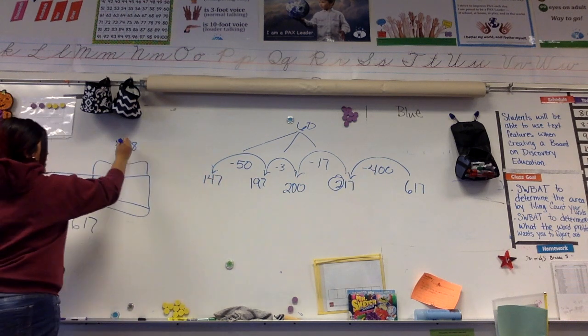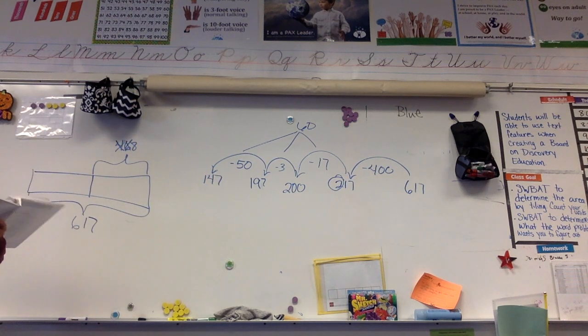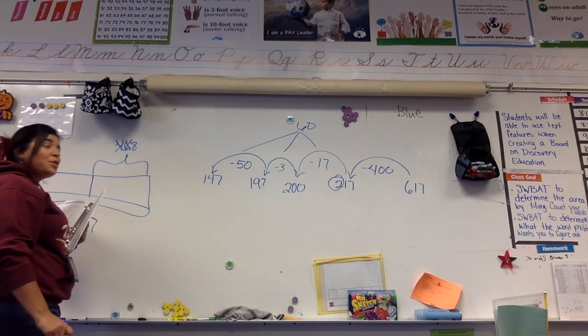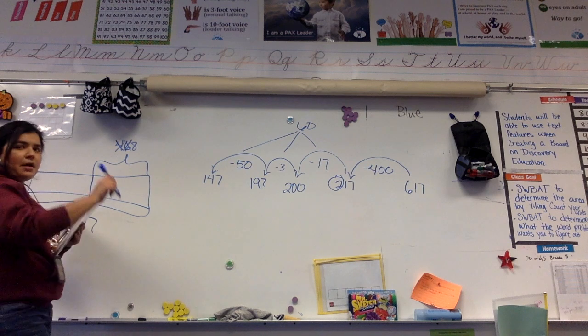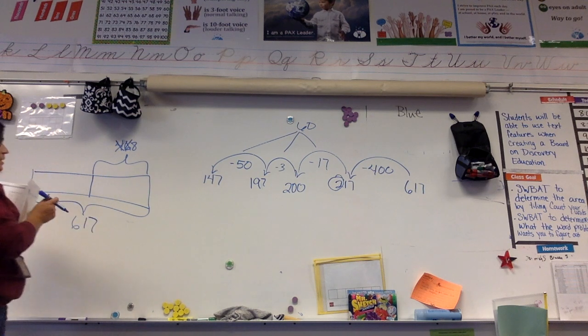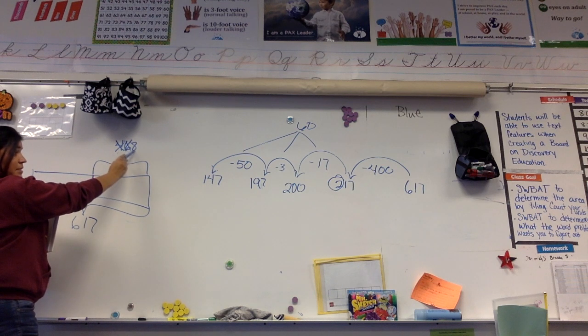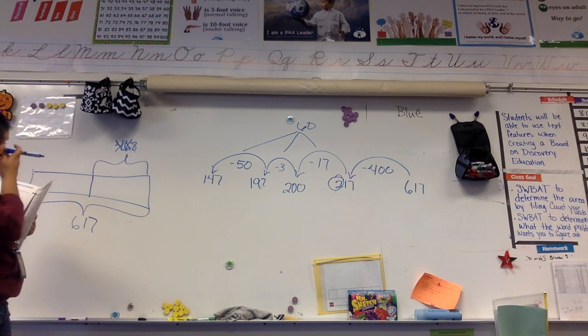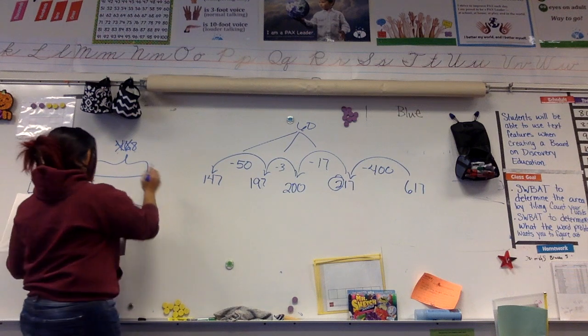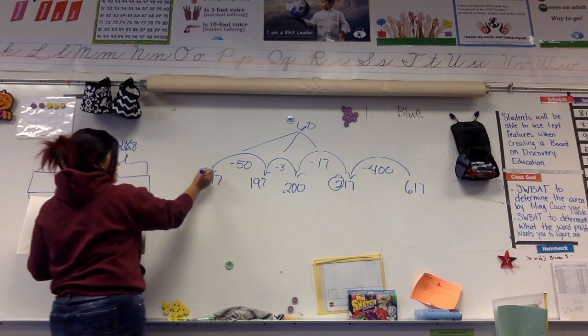Okay, so we got our 10s done. What do I have left to do? Jeremiah, do you know what step we're on? You don't know what step we're on? Why don't you look at the problem and tell me what step we're on? We have done hundreds, tens. What do we still need to do? Ones. Okay. So I think we're going to do this one in 2 steps as well.